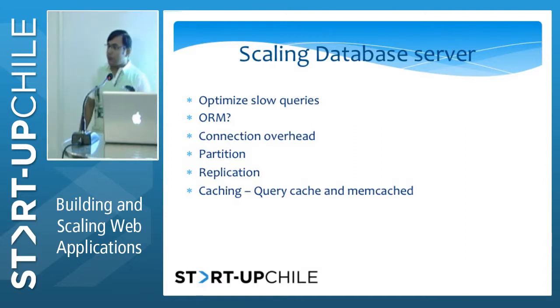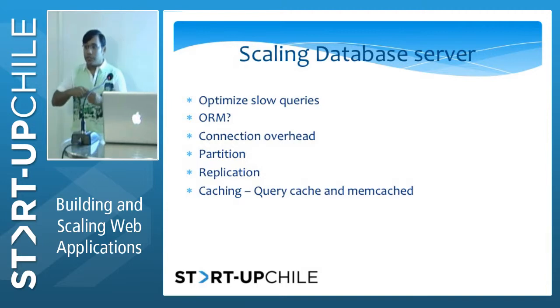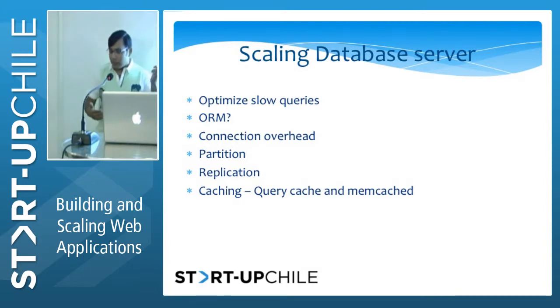MySQL has its own query cache, which allows, let's say, whenever a query is executed, at that time it creates a hash, and whenever the next time the same query is executed, it will pick up from that hash, so it doesn't have to go through the whole execution scenario. But as soon as anything in the table changes, this query cache is invalid, so it has to create the cache again and again. So one good way to do it is memcached.